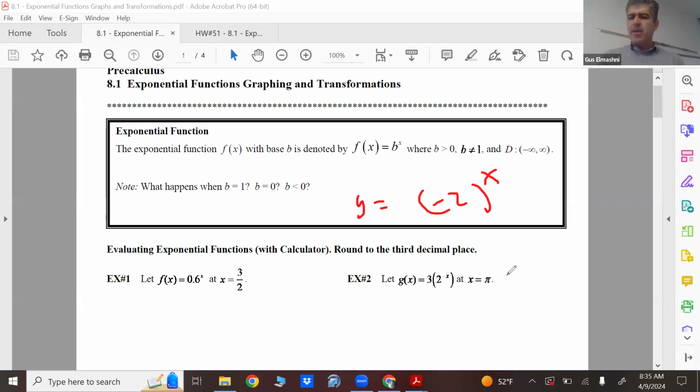Also, what if you have a fraction, right? What if you have like negative 2 raised to the 1/2 power? Then it's going to be imaginary, right? So it just gets really weird when the base is negative. So we never have negative bases for exponential functions. They're always going to be positive.